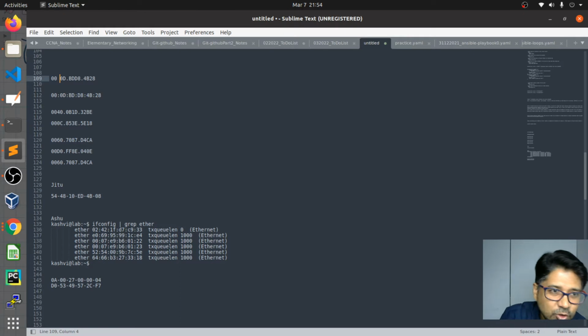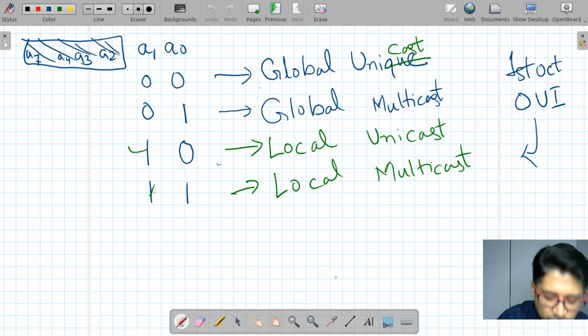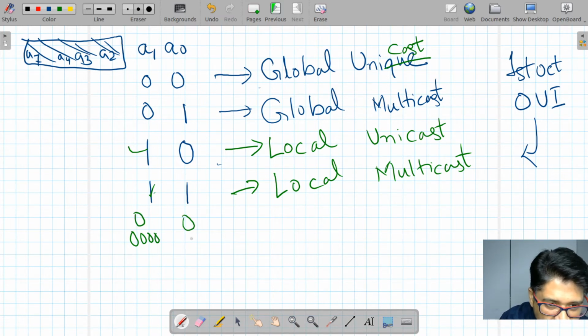Yes. So if you see the first octet, all the Cisco addresses I took from Packet Tracer have 00. Agree? Yes, sir. So 00 means all 8 bits are 0. Because the first 0 is 4 bits, and the second 0 is another 4 bits.